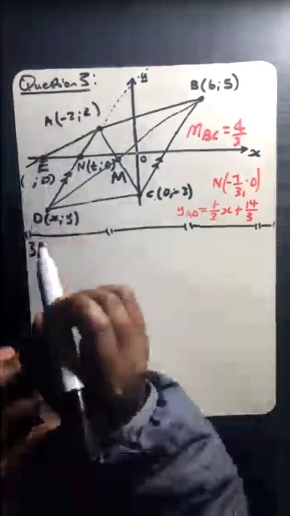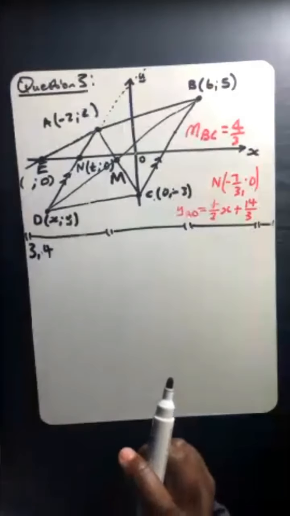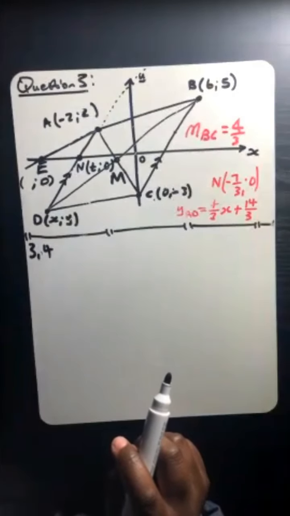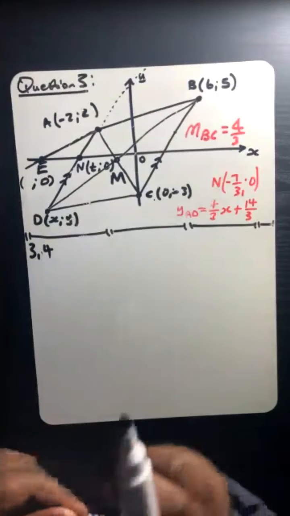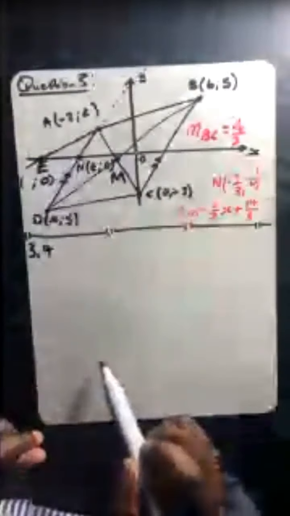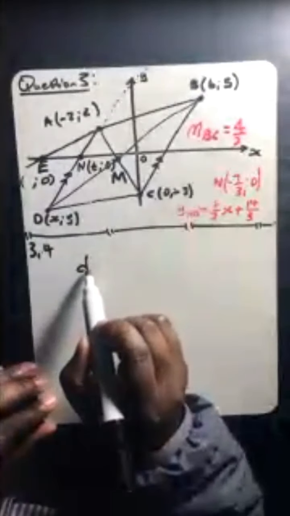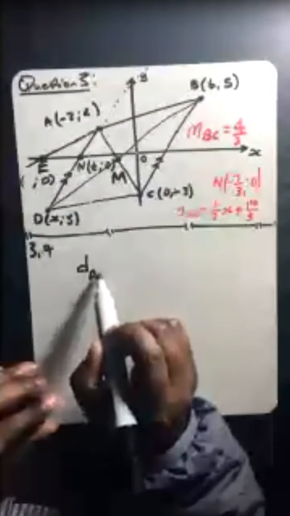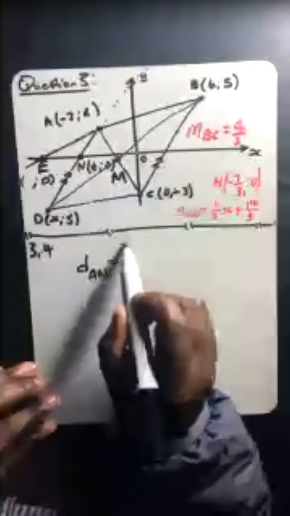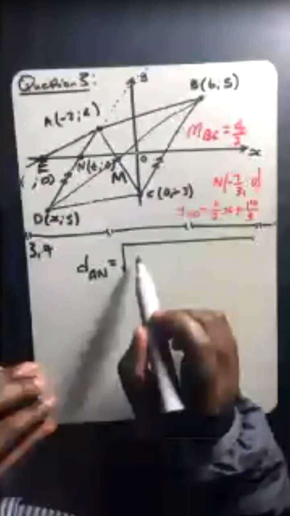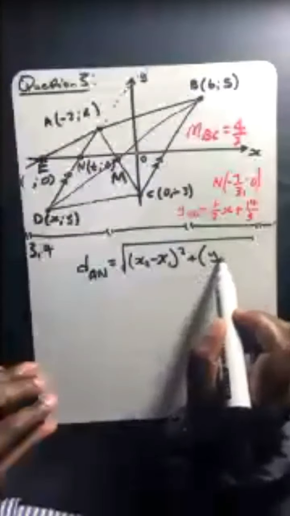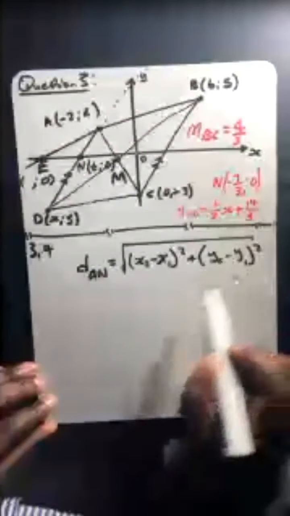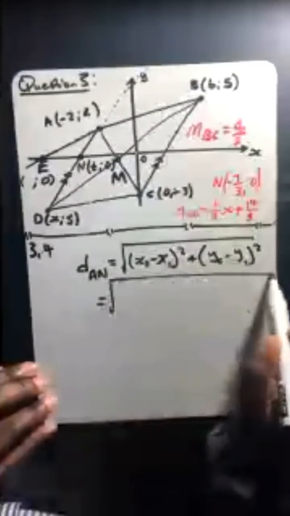So let's now move to question 3.4, which says calculate the length of AN. Let's see, guys. Obviously, we know A, we know N. So this is easy, guys. It's the distance of AN, or the length of AN. This is the formula. Remember, you must know it by heart. Minus that square, minus that square. So let's substitute, guys. What are we having?